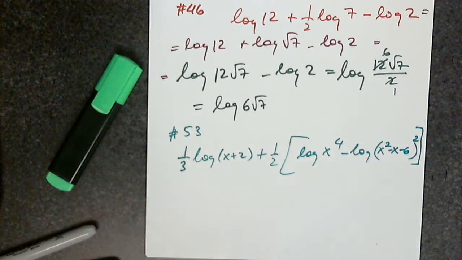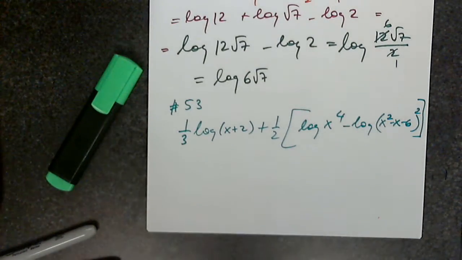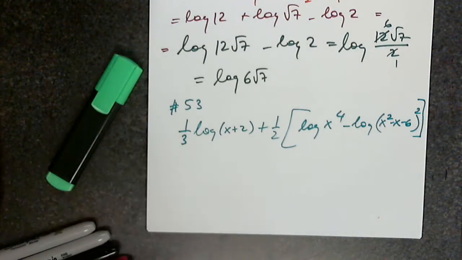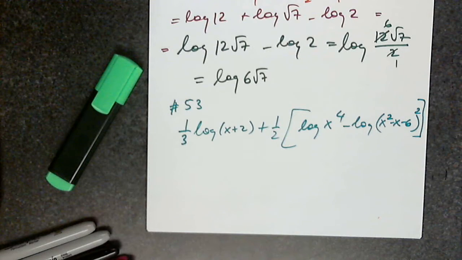Yes, look, this one looks awful. It's not. So it's 1/3 log(x+2) plus 1/2 times the bracket log x to the 4th minus log x squared minus log(x squared minus x minus 6), everything squared. Where do you think we should start?